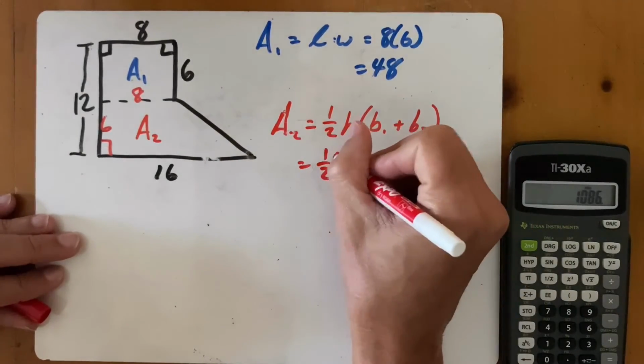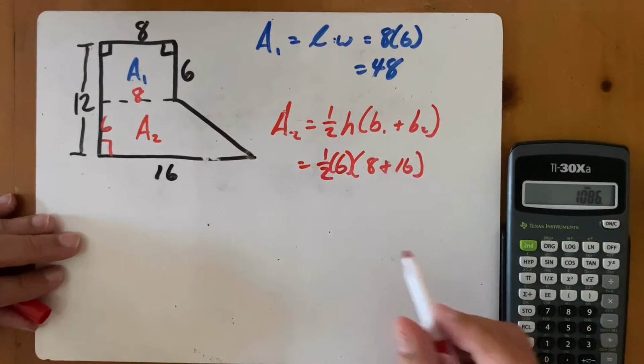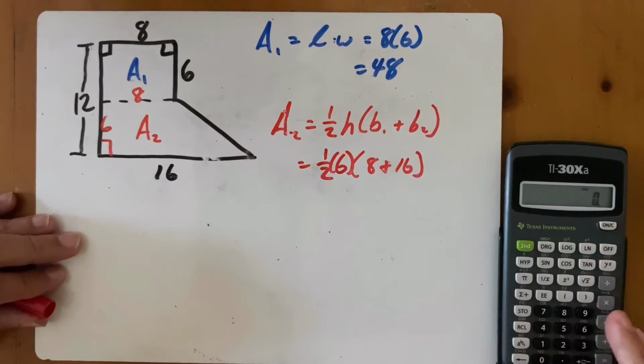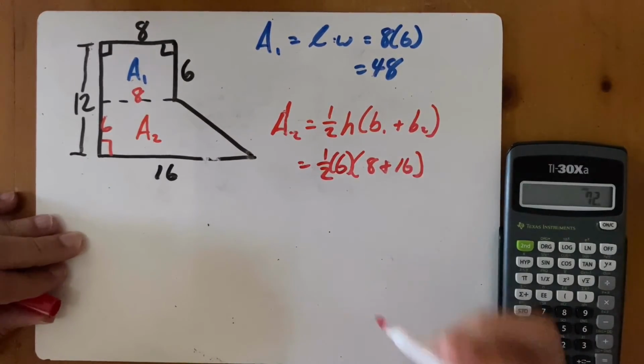And then we're going to multiply that times 1/2. All right, so then in our calculator, we'll do 8 plus 16. That gives us, of course, 24 times 6 times 1/2. And that gives us a total area of 72.